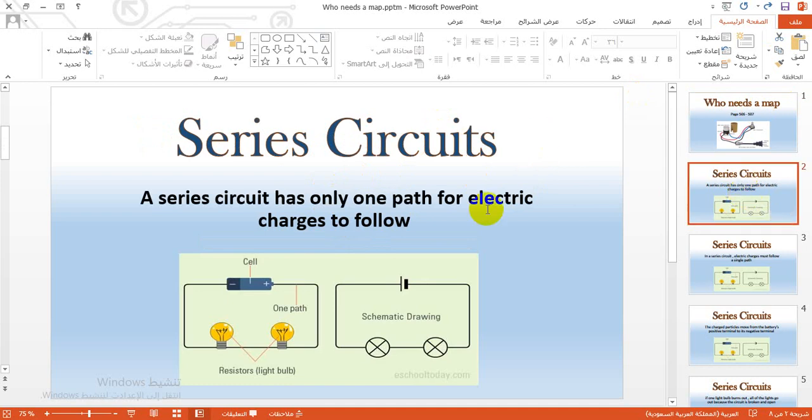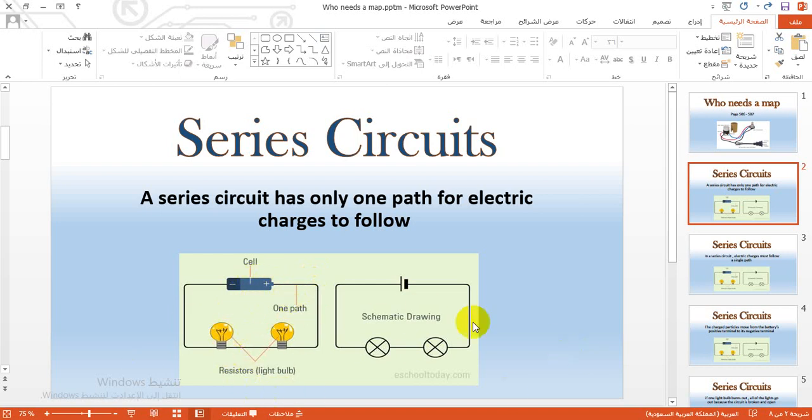Series circuits. What does series circuits mean, guys? A series circuit has only one path. This is the one path. When I told you a series circuit, what does it mean exactly? It has only one path that the charge can move along, from the positive terminal to the negative terminal. So it has only one path for the charge to flow. A series circuit has only one path for electric charge to follow.